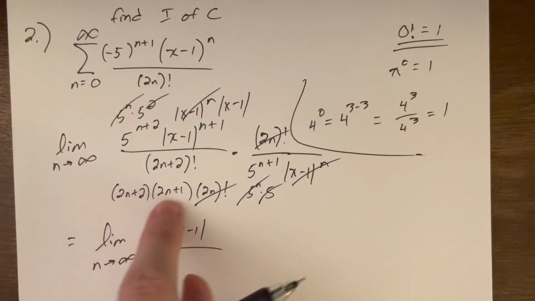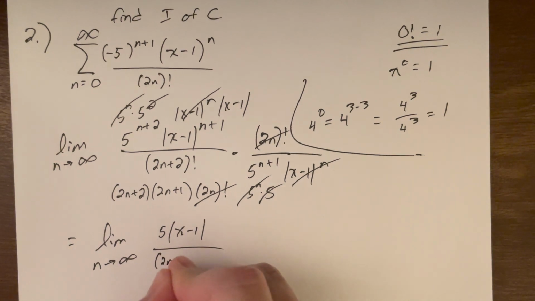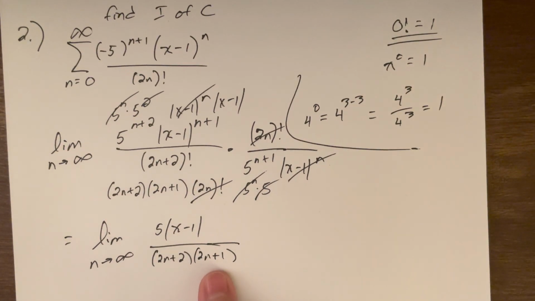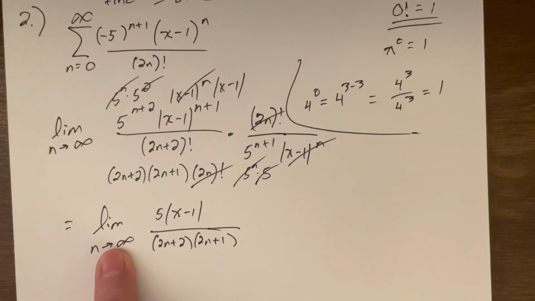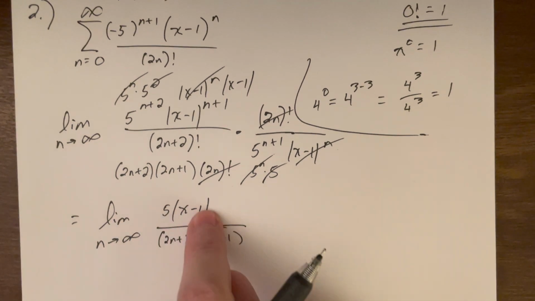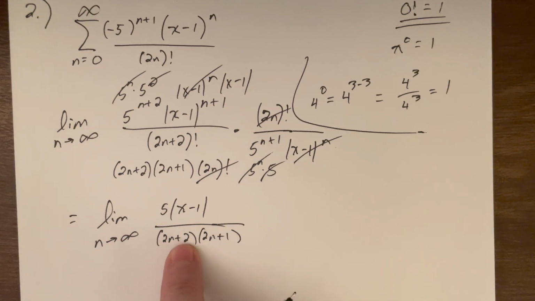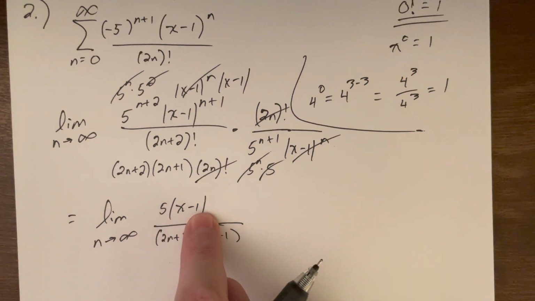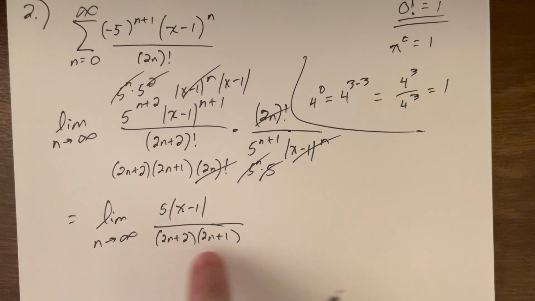And in the denominator, I've got these two. Again, now as we take the limit, we pretend x is just some number. So 5 times some number divided by 2n plus 2, 2n plus 1 as n goes to infinity. 5 times some number is a number divided by infinity over infinity.